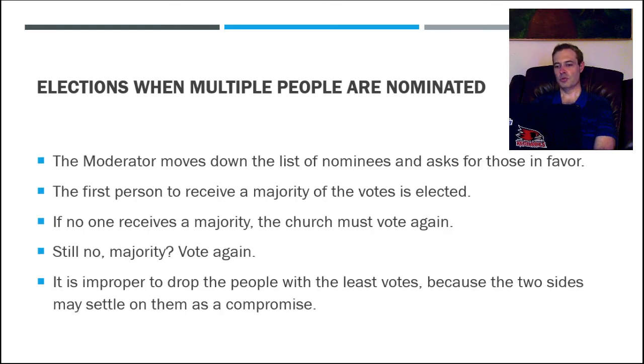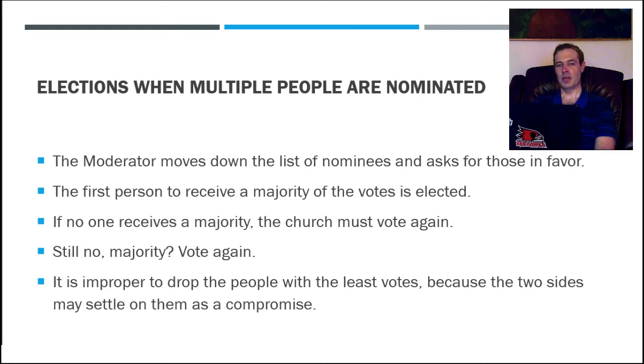So now we look at elections when multiple people are nominated. Here the moderator moves down the list of nominees and asks for those in favor. So you would be looking at one position. Maybe you're electing the clerk for the next year. Maybe you have a couple of people nominated, maybe 3 people. The moderator moves down that list of people in the order that the nominations have been made and asks for those in favor. The first person to receive a majority of votes is elected.